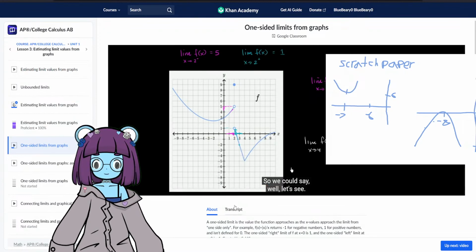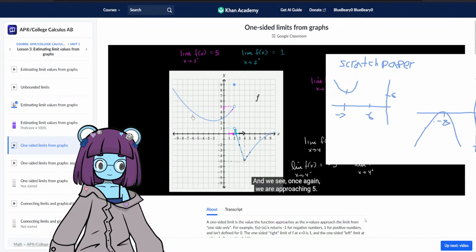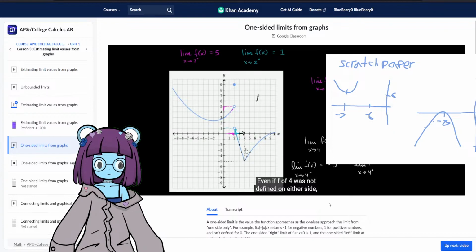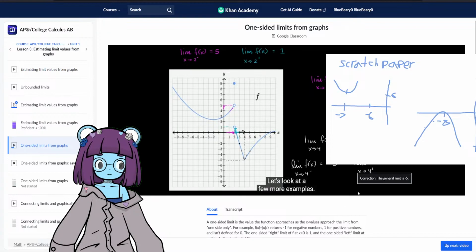So at 4, it should be -5 for both. Approaching from the left and right, and the limit exists. Yeah, so right side, it's -5. So since they are equal, we know that the limit of f of x, the general limit, is -5. Oh, I like how they added a little correction.